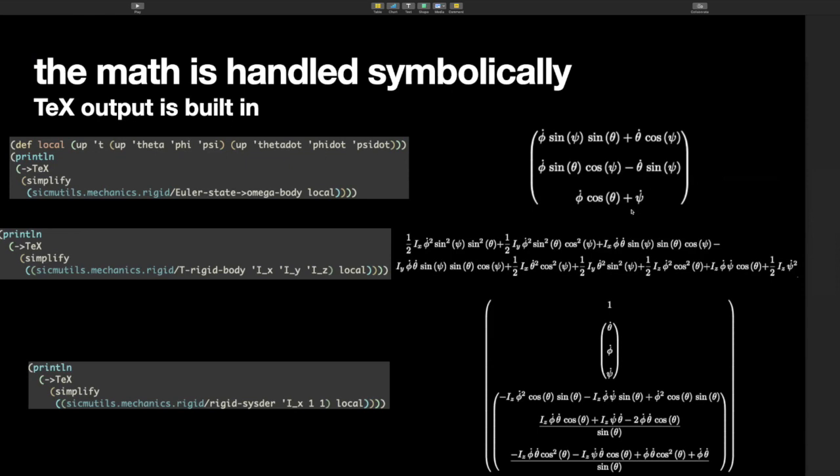And so looking over here on the right, if you were to draw a picture of the body and draw those roll, pitch, and yaw angles and ask yourself, what is the axis of rotation and the speed, you would get this vector over here. This is the angular velocity vector.